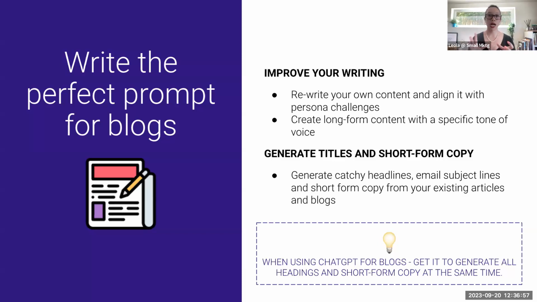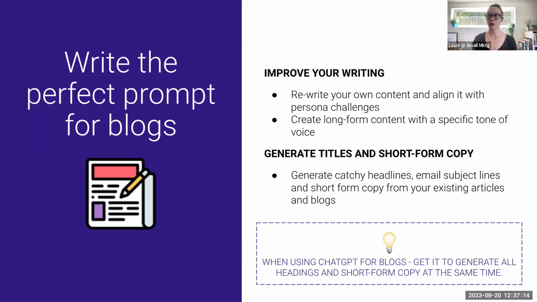So for example, write your own blogs, get it to improve it. Write your own blogs and get ChatGPT or Bard to add things to it. For example, these are the buyer motivators. How can I add these 3 points into my blog so that it talks to these people, for example?